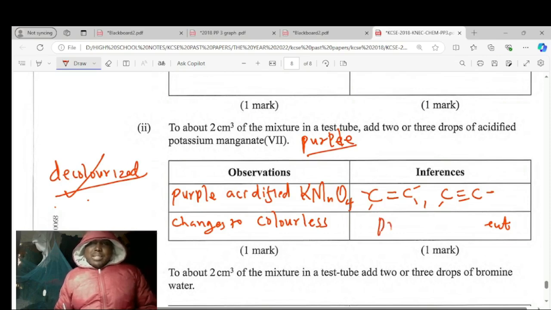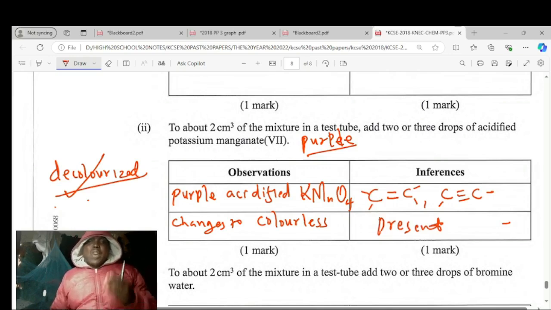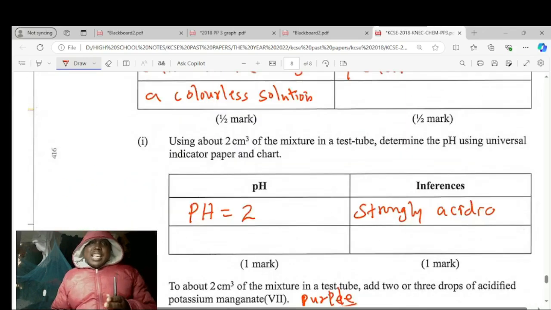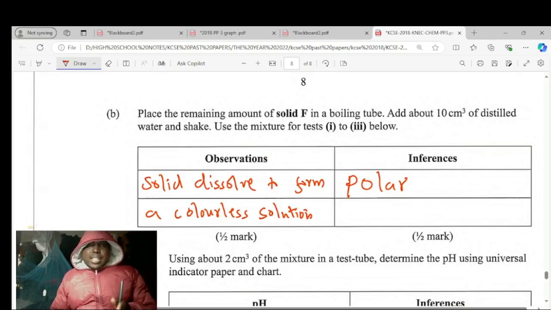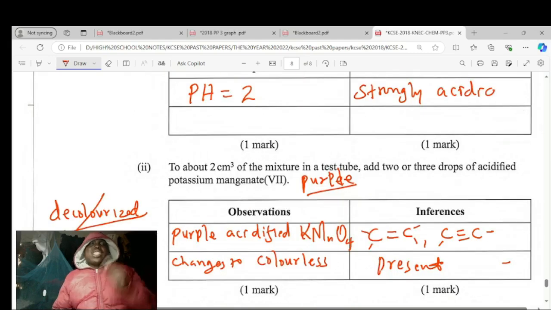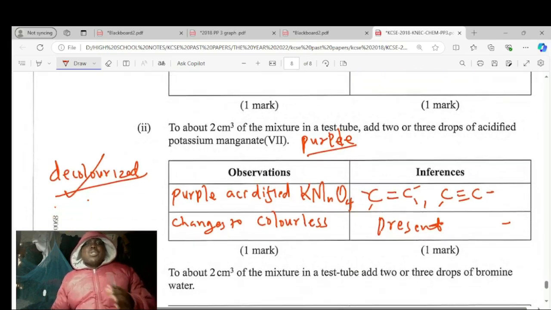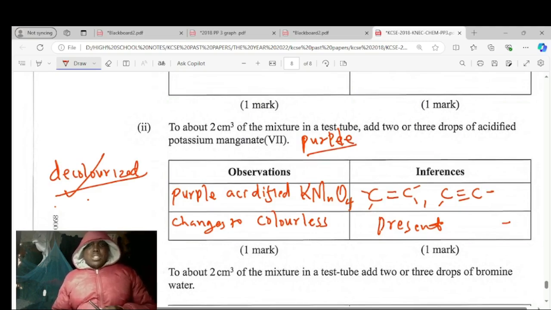This one is present. The reason why I removed alcohol, despite the fact that acidified potassium permanganate is used to test for alcohol, is because here F will burn with a yellow sooty flame. Alcohols do not burn with a yellow sooty flame. Therefore, if you include it here, it means you don't understand, you cram this content. But for understanding, if it wasn't there in the first place, I cannot include it in the next subsequent test.